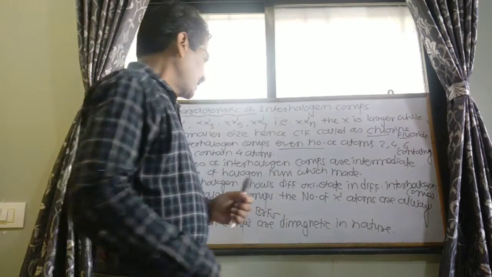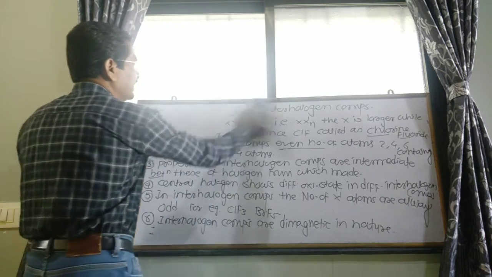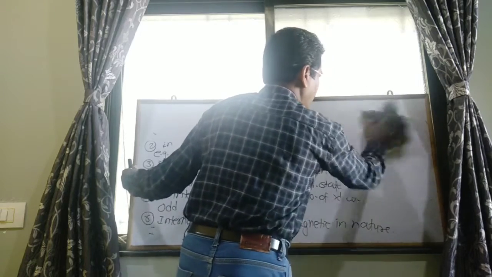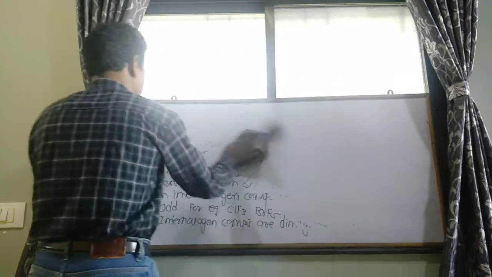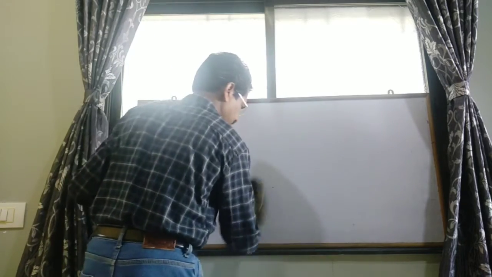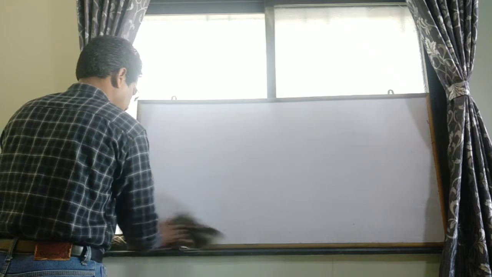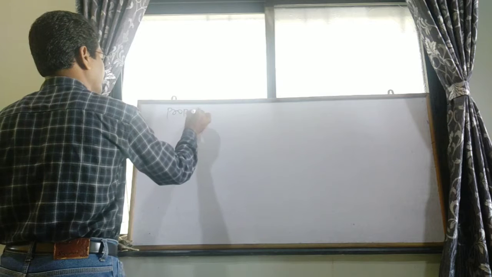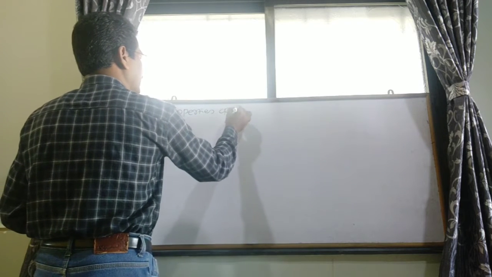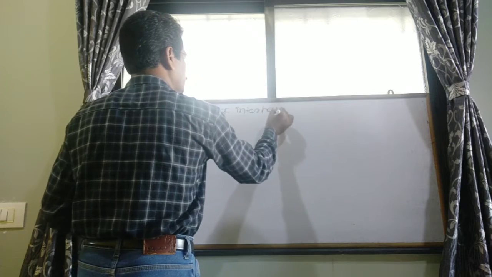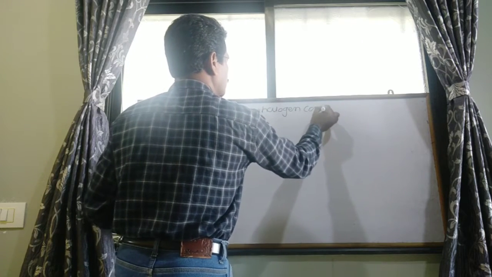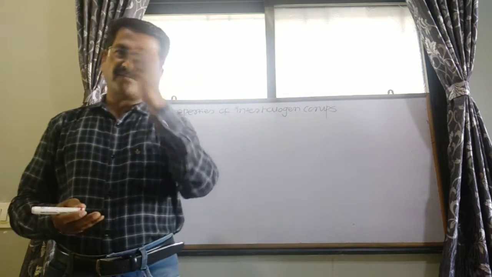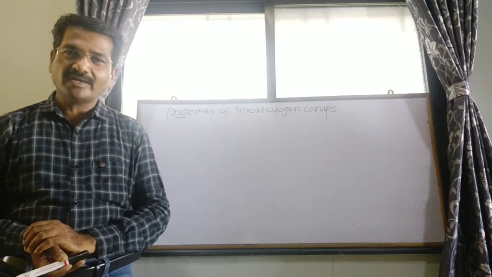Then see the chemical properties of interhalogen compounds. See the properties of interhalogen compounds, which may be physical or chemical.